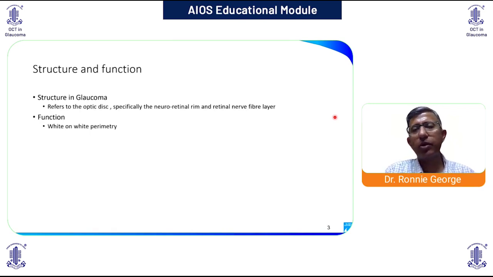So whenever we talk about glaucoma, we talk about two things: structure and function. And structure in general refers to the optic disc, specifically the neuroretinal rim and the retinal nerve fiber layer. And the one device that we have today which can measure all of these is the OCT. Function refers to white-on-white perimetry, and that is typically a visual field analyzer.